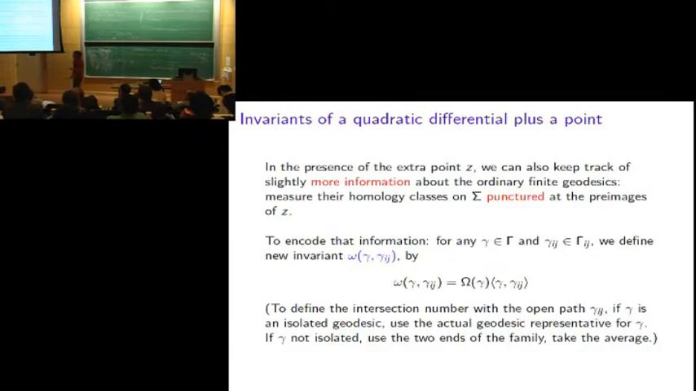Now, in the presence of this extra point, we can also keep track of a little more information about the geodesics that we looked at before, because we can look at their homology on the covering with the preimages deleted. So we keep track of how the path moves relative to this extra point, and we encode that information in a new invariant, which I write omega of gamma, gamma ij. It's basically omega of gamma, but it also keeps track of how the path gamma relates to the other open paths. Never mind it.